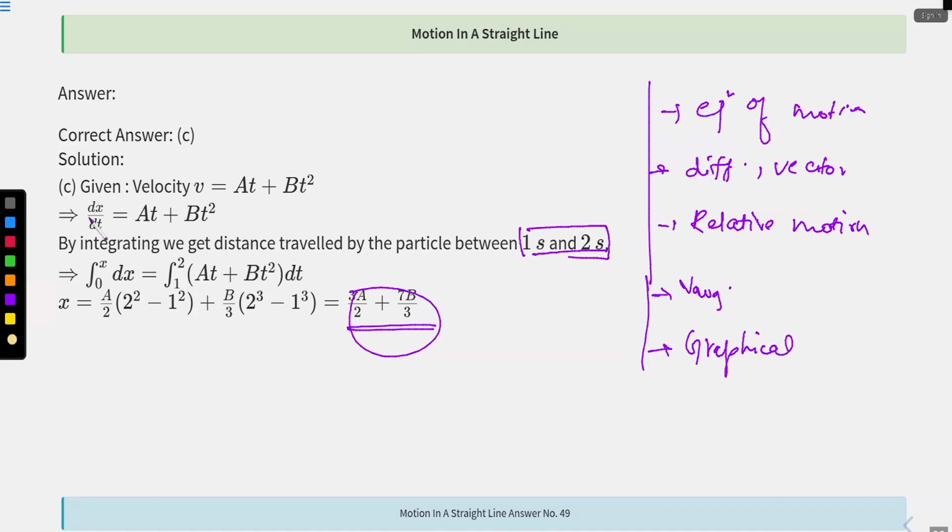And if you're thorough with this, then I think you're through with motion in a straight line. So this is it for this class.